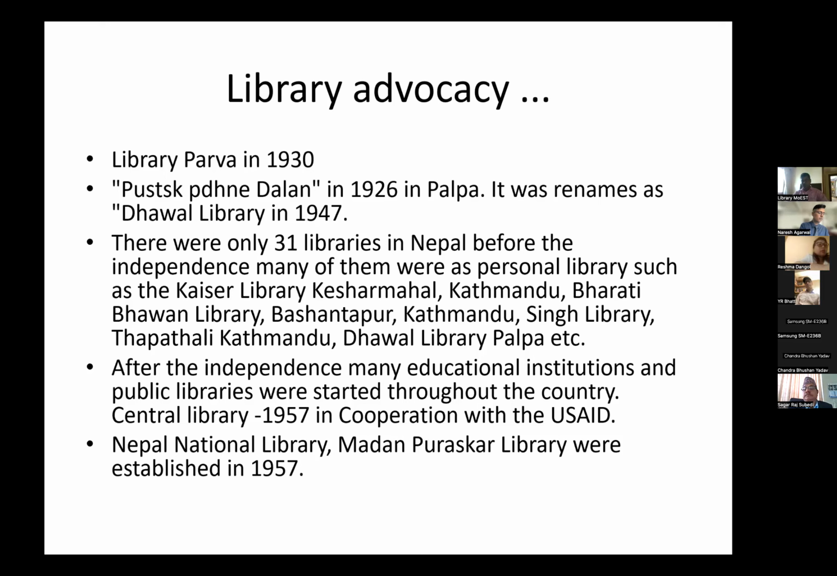And outside the valley, the Dhawal Pustak Padne Dalan was established in 1926 in Palpa. It was renamed Dhawal Library in 1984. If we see the history, there were only 31 libraries before the independence of Nepal, before 1947, and most of them were private libraries. The Kesar Library of Kesar Mahal, Bharati Bhavan Library of Basantapur, and the Kathmandu Singha Library of Thapa were private libraries. After independence, many educational institutions and public libraries were started throughout the country. Then in 1957, the Nepal National Library, Madan Puraskar Library, and the Central Library were established in the same year.